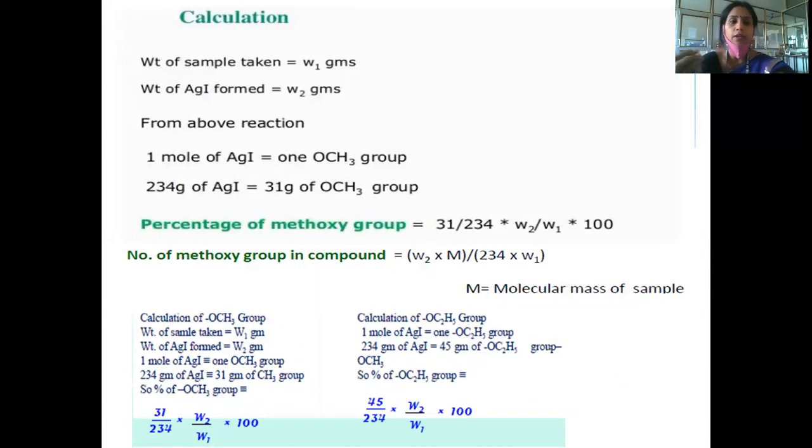If we have taken the sample as W1 grams and silver iodide which is formed is W2, from the reaction if we equate, we see that 1 mole of silver iodide equals how much? 234 grams, and 1 mole of OCH3 equals how much? 31 grams. So for the percentage, we cross multiply and we finally get this formula. It is given at the bottom also. In terms of methoxy, the formula used will be 31 upon 234 into W2 upon W1 into 100. And if we use ethoxy, 31 will be replaced by 45. In this way we can check the number of methoxy groups in the compound using this formula, where M is the molecular mass of the sample taken.